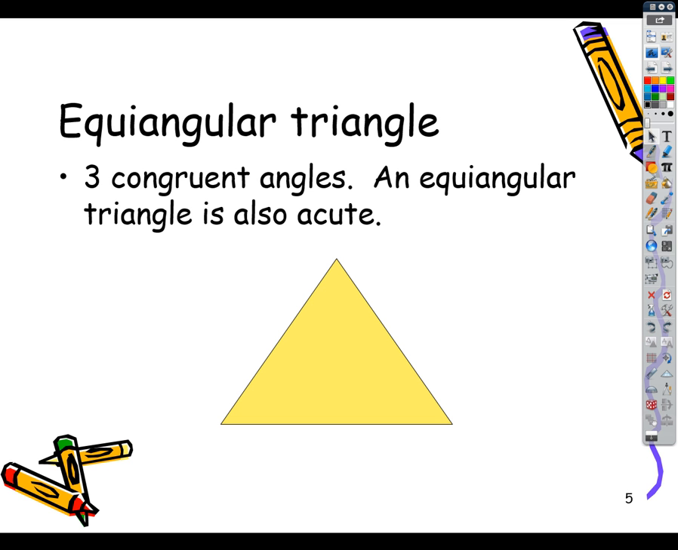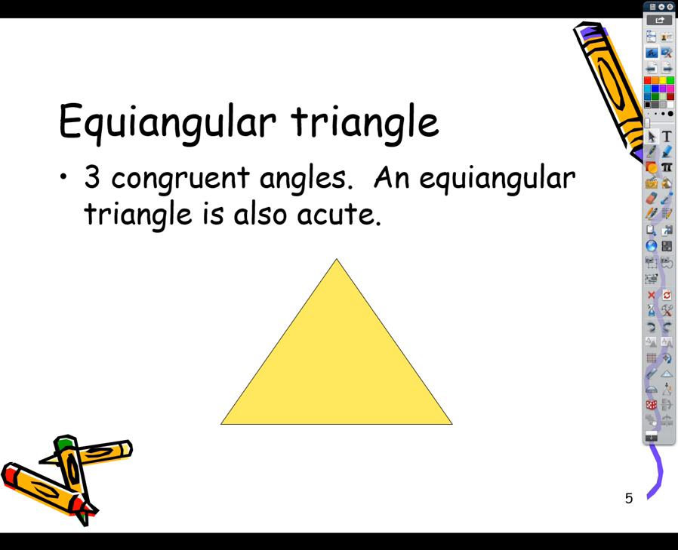What about an equiangular triangle? If you take that word, it's pretty obvious. Equi, same, angular, angle. So same angles. Any triangle that has three congruent angles is equiangular. What would the measure of each of those angles have to be? 60. Good. We haven't gotten to this yet, but I'm sure you remember this: the sum of the measures of the interior angles in a triangle is always 180. So 180 divided by 3 is 60.